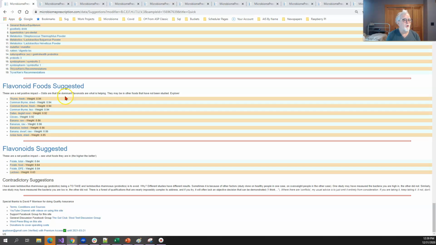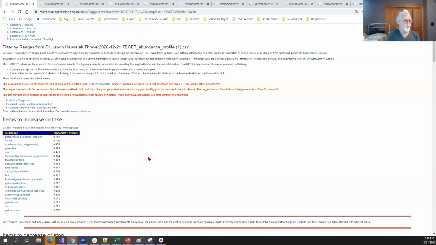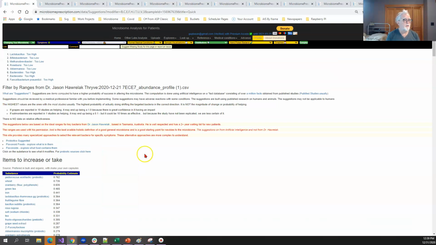And then we have flavonoids foods. We have thyme, dates, etc., bananas. And then we have folate being suggested as a supplement. And so that is basically what the quick suggestions are. The purpose of the quick suggestion is addressing those items only.